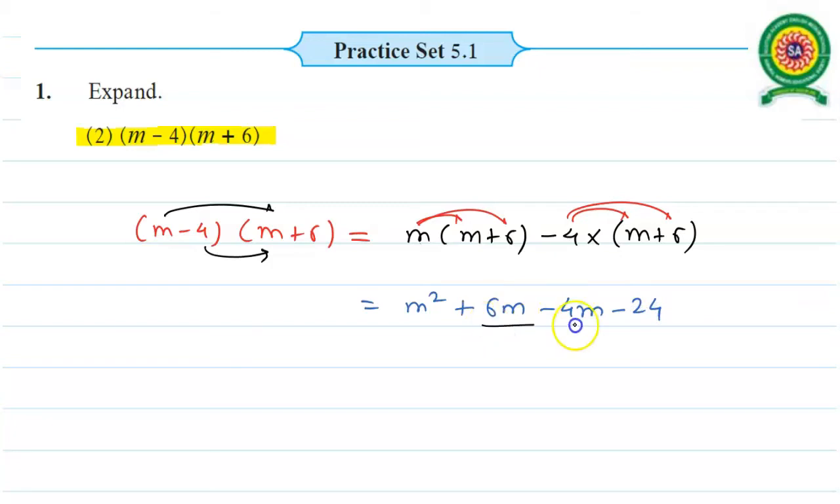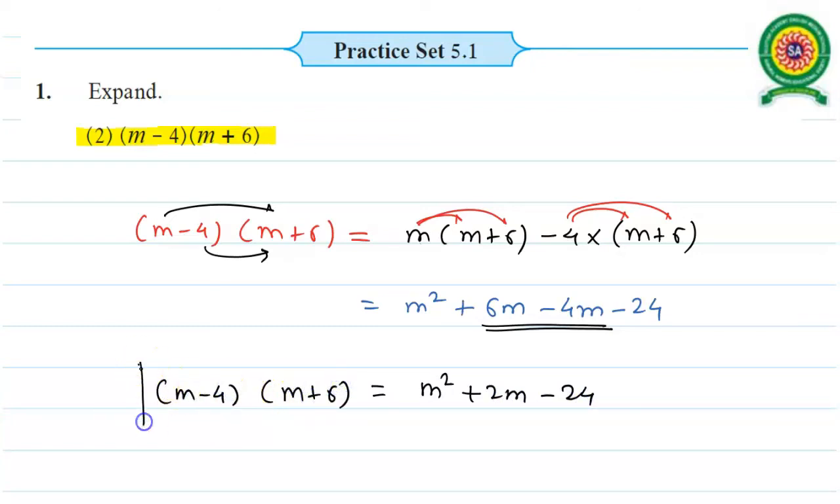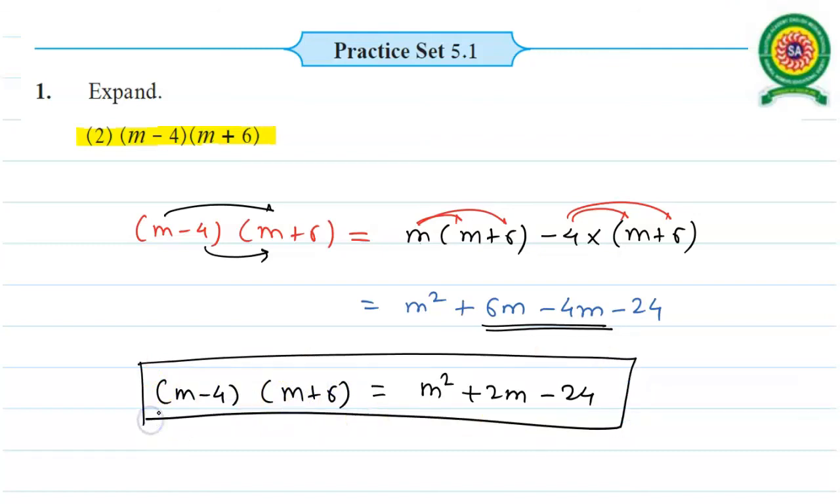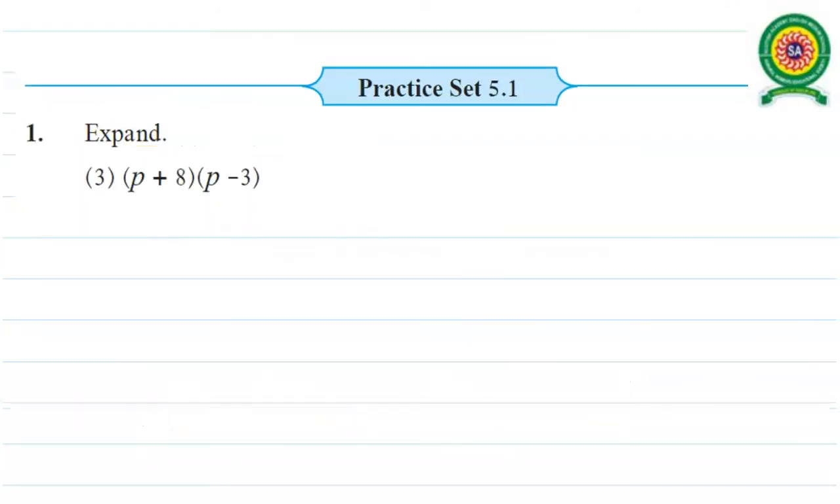Now we can easily simplify 6m minus 4m, that gives us 2m, so we have m square + 2m - 24 as the expansion of (m - 4)(m + 6). Look at the third sub-question: (p + 8)(p - 3). So we have here (p + 8)(p - 3).